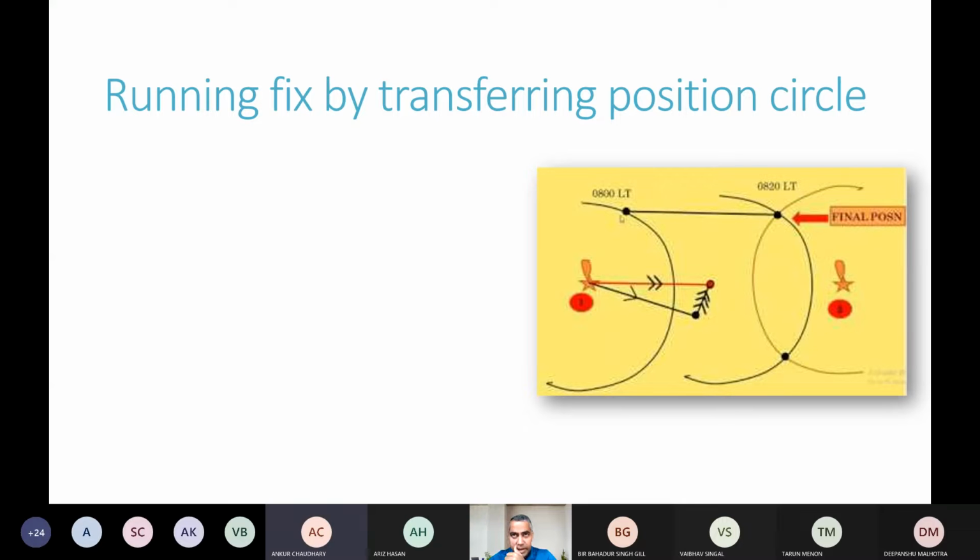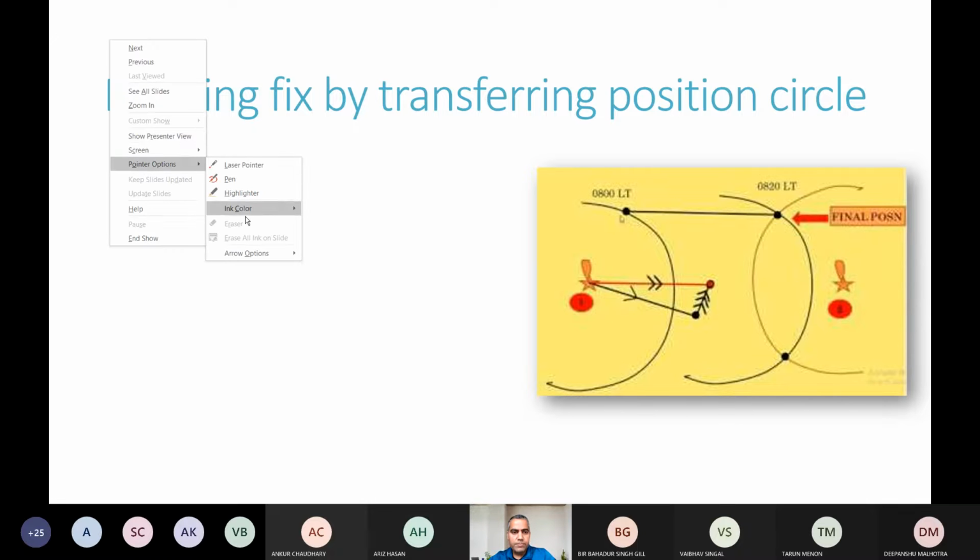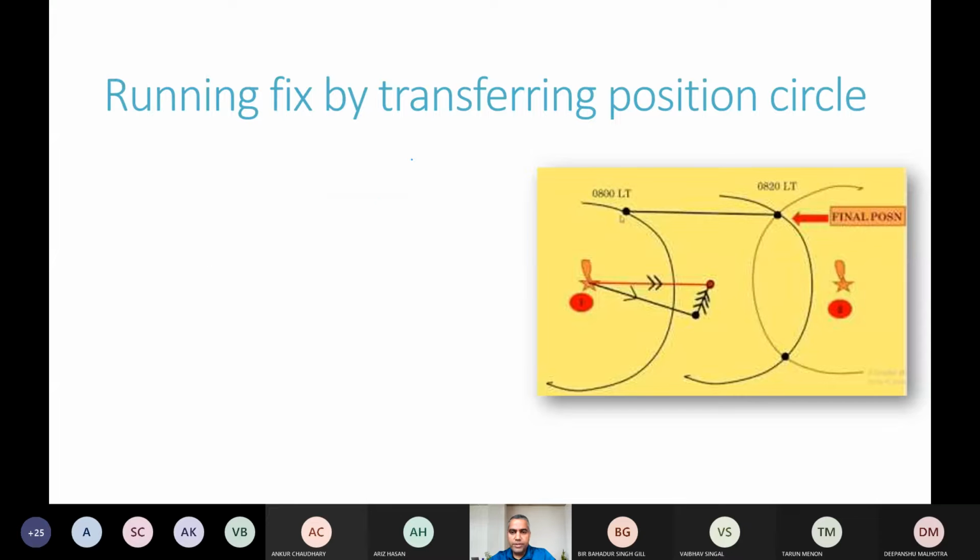Okay, so this GR, NR and PLR concept which we did yesterday, again is a method with which we can obtain position circles. Now, if we have obtained one position circle at any particular time, let us say 0800 in the morning, using any of the methods, and at that time there was no other PL or position circle available to us, we will not be able to find out our position at that time. We can only draw this circle.